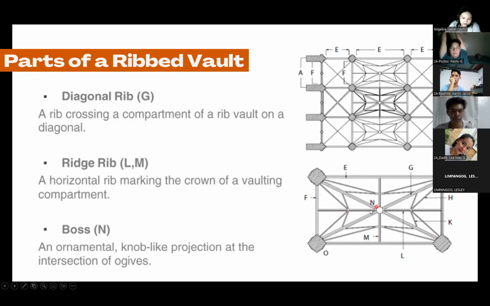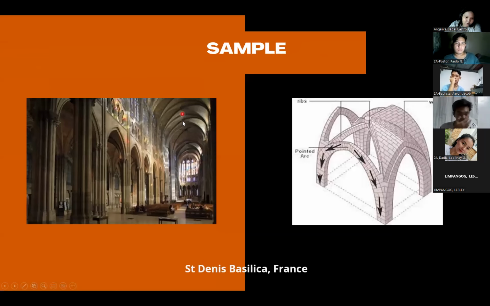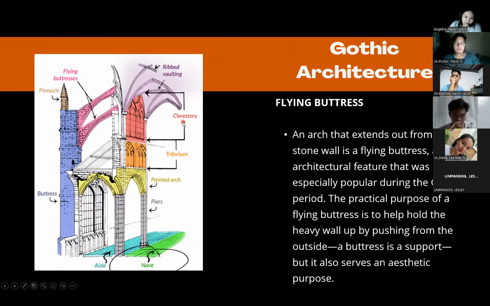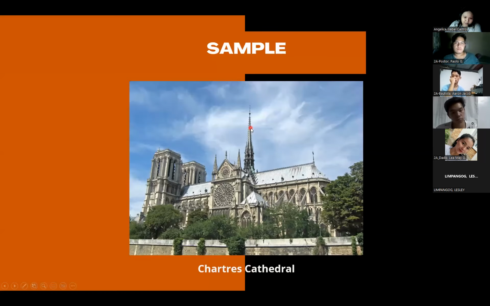You have your boss here. It's an ornamental knob-like projection at the intersection of the ogives. I told you a while ago yung definition natin ng ogive. Diba? So dito siya sa intersection. Usually ornamented to, merong nakalagay dito. Let's go back. Merong naka-ornament sa kanya. Here, look. Also at the beginning of our slide, see? They ornament the boss. They put an ornament sa boss. Okay, going back.